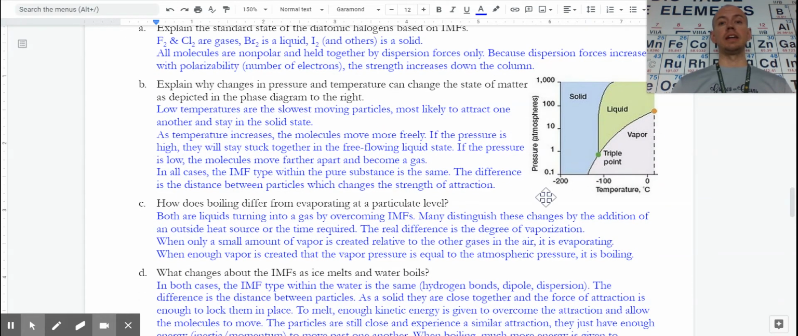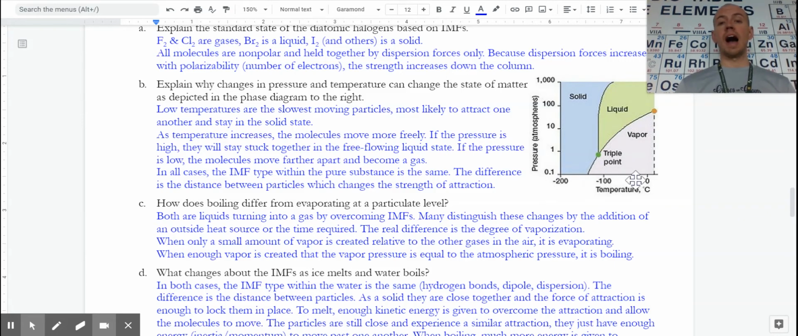The diagram to the right is a phase diagram. We won't ask a lot of questions or have to describe these, but it is a good chance to connect to IMFs. Over here on the left, we are at the lowest temperature, and regardless of pressure, the lowest temperature corresponds to the solid state. The particles are moving most slowly, so whatever the IMFs between them, whether it be dispersion all the way up to hydrogen bonds, or a similar diagram would be true for ionic or any type of particle, the lowest temperatures would correspond to the solid state, molecules sticking together and staying together.